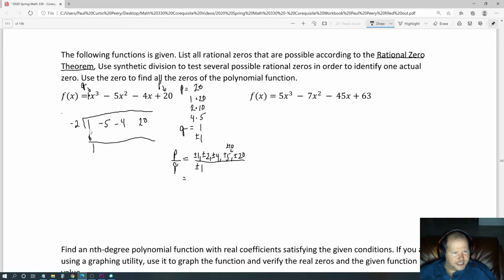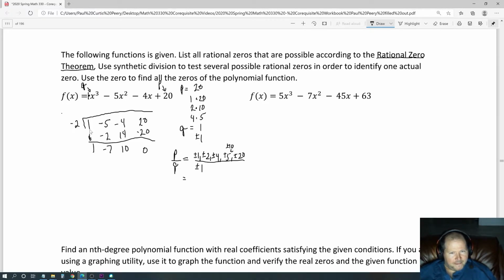Then I say negative 2 times 1 is negative 2, and negative 5 plus negative 2 is negative 7. Then negative 2 times negative 7 is positive 14, and positive 14 plus negative 4 is a positive 10. Then negative 2 times positive 10 is negative 20, and negative 20 plus 20 is a 0.